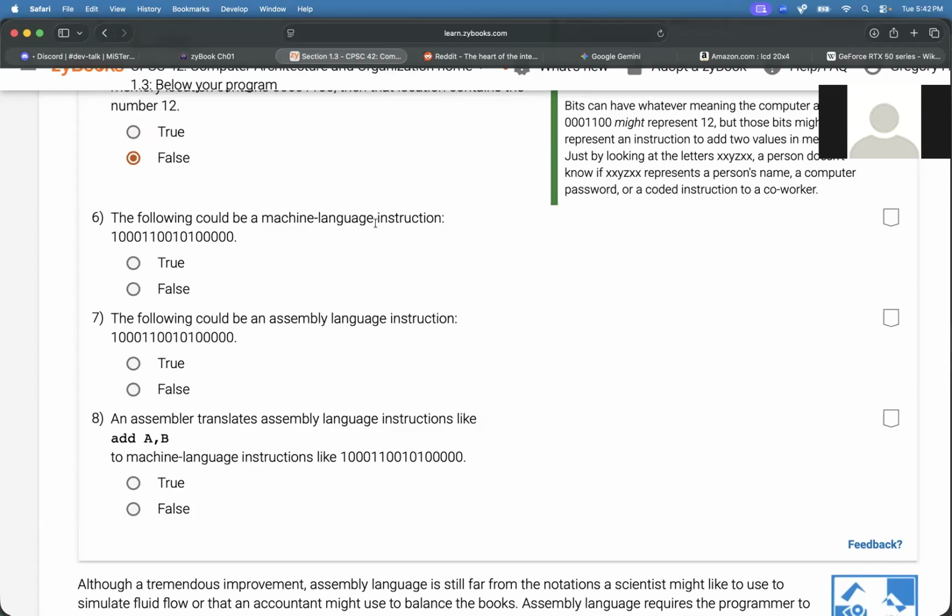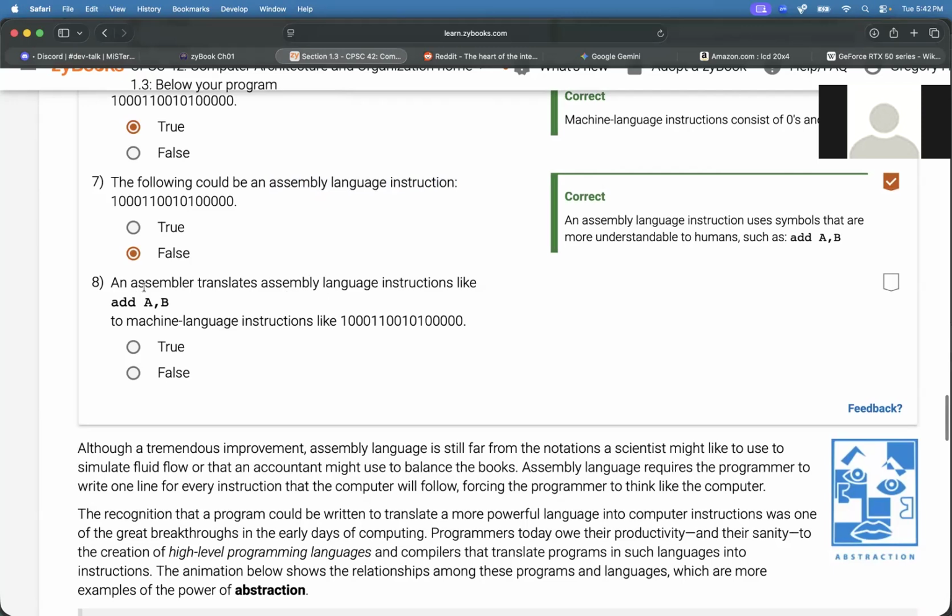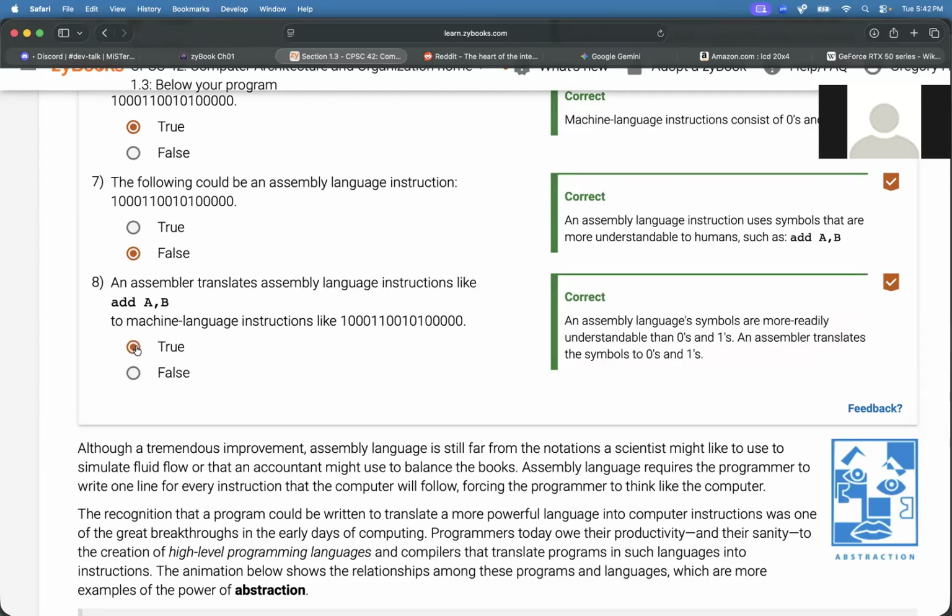The following could be a machine language instruction. Why not? The following could be an assembly language instruction. No, assembly language is the one that says like add A, B. So an assembler translates the assembly language instructions like add A, B to machine language. Yeah, that's what it does.